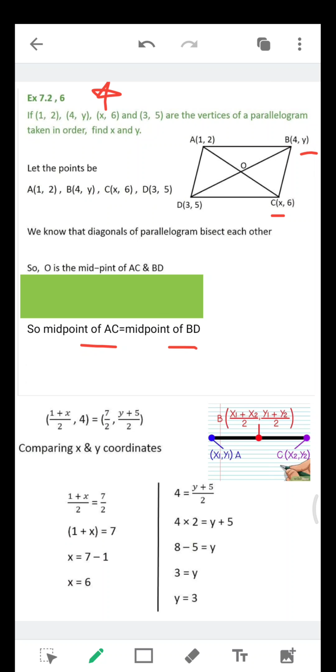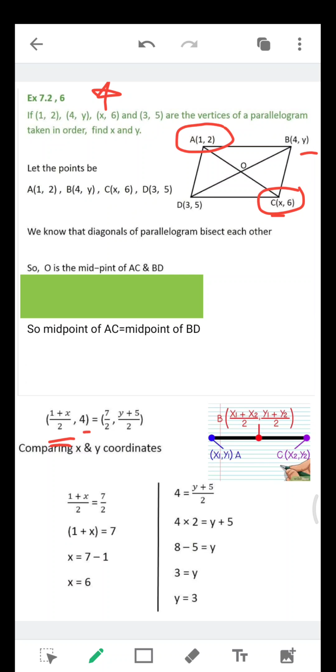Now I'll apply the midpoint formula. You know the midpoint formula very well: ((x1 + x2)/2, (y1 + y2)/2). We'll equate both the midpoints because they have a common midpoint. When I go with AC, I'll take the values carefully from A and C. This is x1, y1, this is x2, y2. So (x1 + x2)/2 means (1 + x)/2, and (y1 + y2)/2 here is (2 + 6)/2, which is 8/2, that is 4.